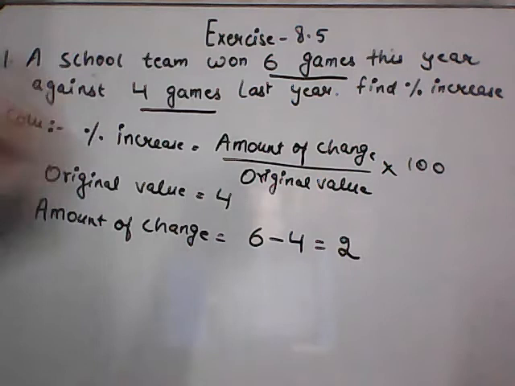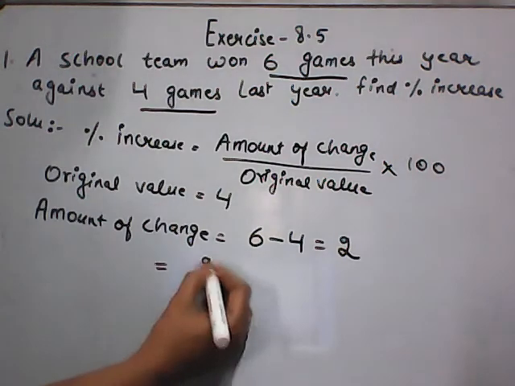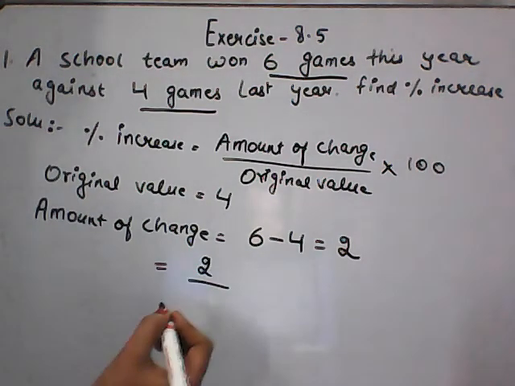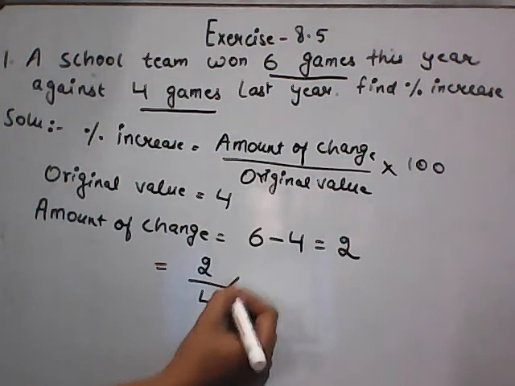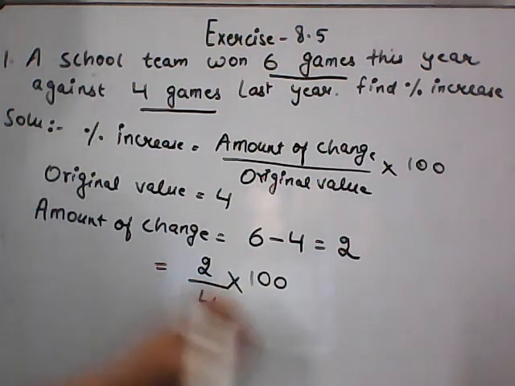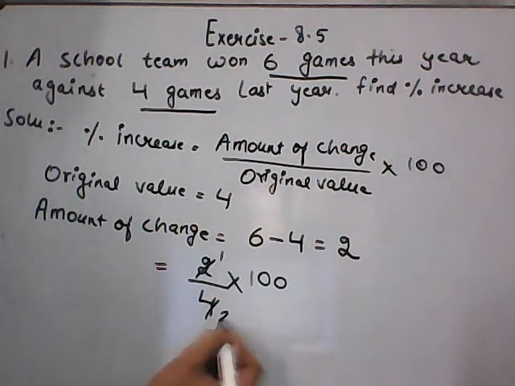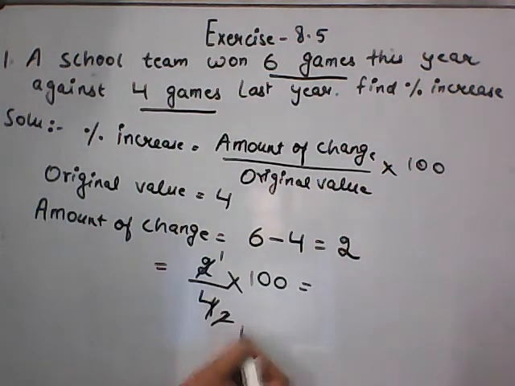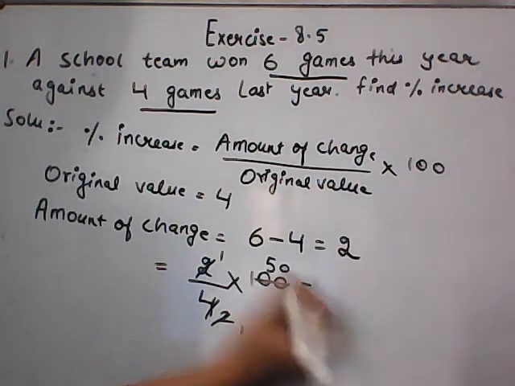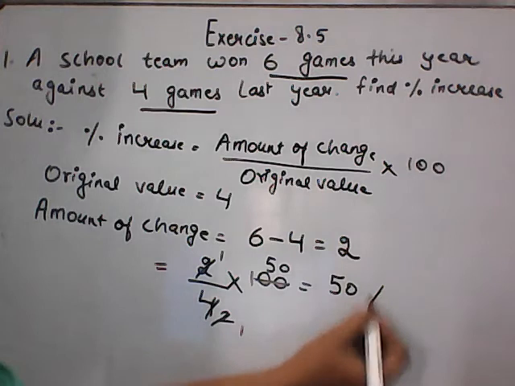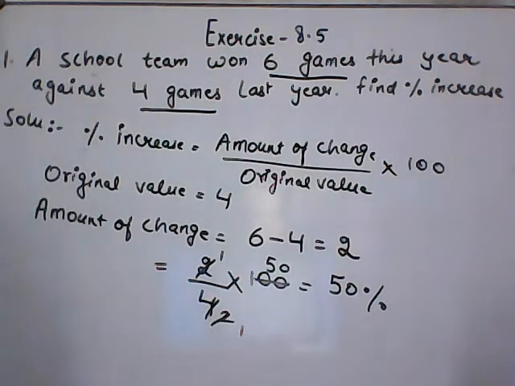Now, put these values in the formula. Amount of change is 2, divided by original value 4, multiplied by 100. You have to calculate the percentage. That's why we multiply it by 100. 2 ones are 2, 2 twos are 4. It is 2 ones are 2, 2 fives are 10, 50. That means 50 percent change. Now, there is a 50% increase in the wins of the game. Let's move to the next question.